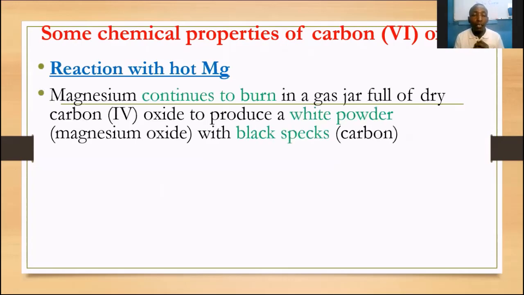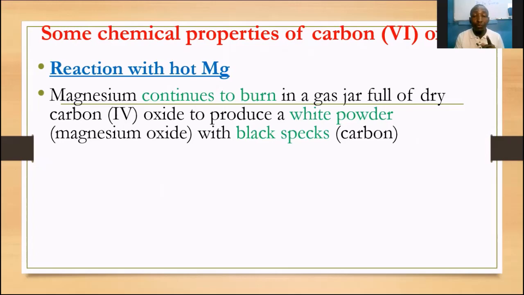That is a very common question, my student. When you lower a burning magnesium in a gas jar full of carbon four oxide, it will not go off. Unlike when you're lowering a burning splint. A burning splint will go off, a burning magnesium will continue to burn. The explanation to that: burning magnesium produces a lot of heat, yes, that will decompose carbon four oxide to oxygen and carbon. The oxygen so produced will encourage further burning.